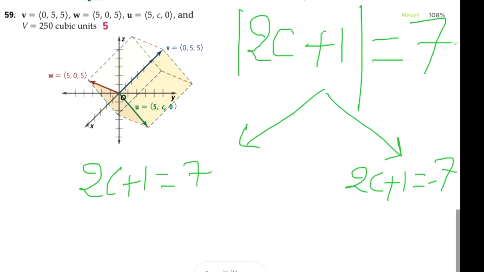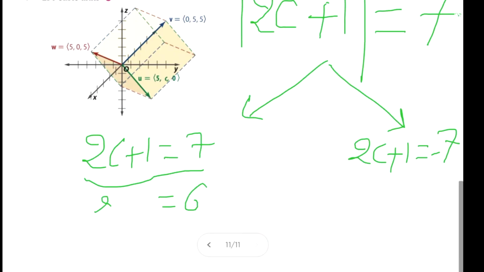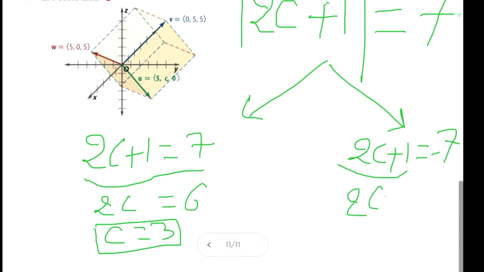Now, if you solve 2C plus 1 equals 7, subtract 1, you get 6. Divide by 2, you get 3. This is one value of C. If you solve 2C plus 1 equals -7, subtract 1, you get 2C equals -8. Divided by 2, C equals -4. As you can see, we have two answers.